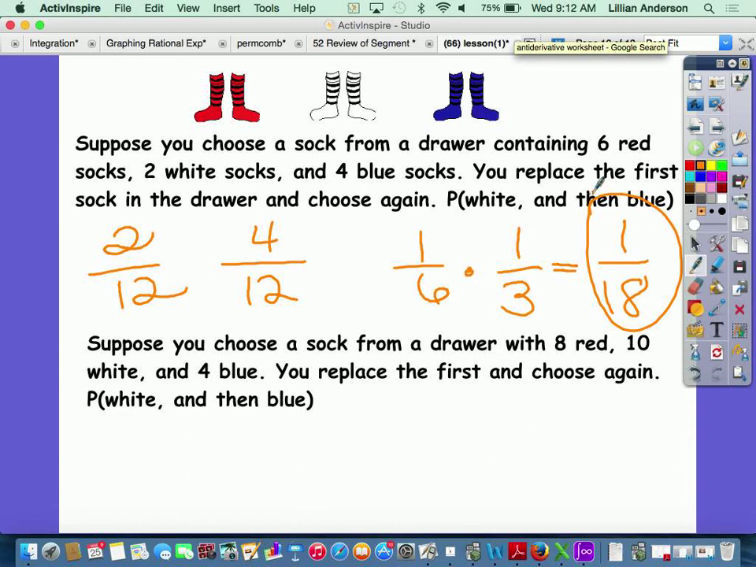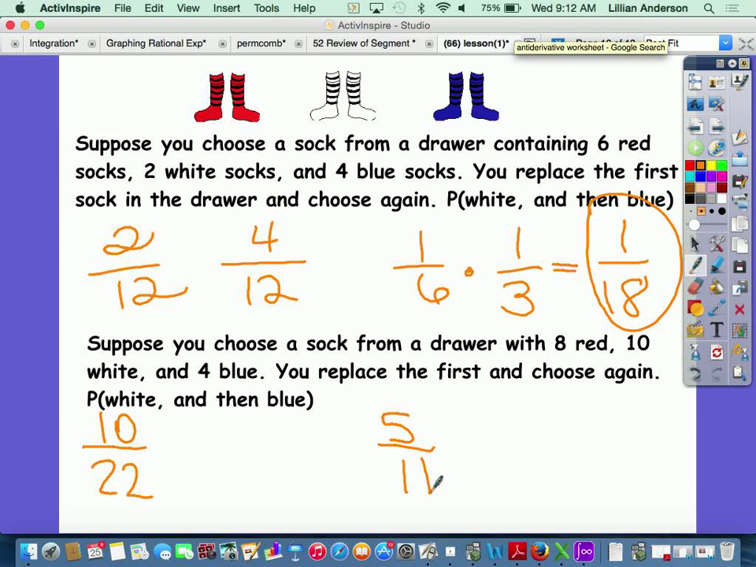Suppose you choose a sock from a drawer with 8 red, 10 white, and 4 blue. How many socks is that? 22. You replace the first and then choose again. So what's the probability that I draw a white sock first? Does that reduce to what? 5 out of 11.